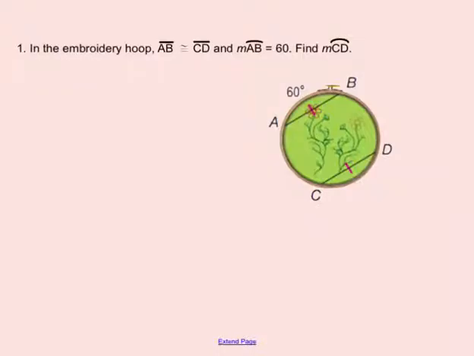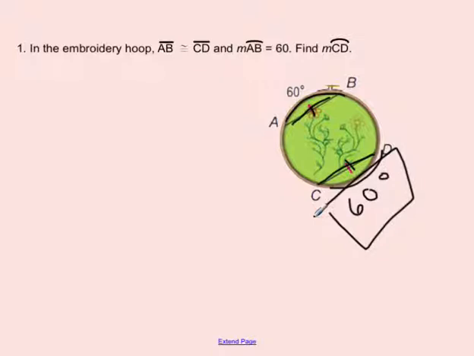So let's take a look at an example of that. For number 1, in an embroidery hoop, AB is congruent to CD. So that means that this arc is also 60 degrees. It wants us to find the measure of CD. Well, I just did. If AB is congruent to CD, the line segments here, if this is 60 degrees, then this is 60 degrees. So the answer for that one is 60 degrees.